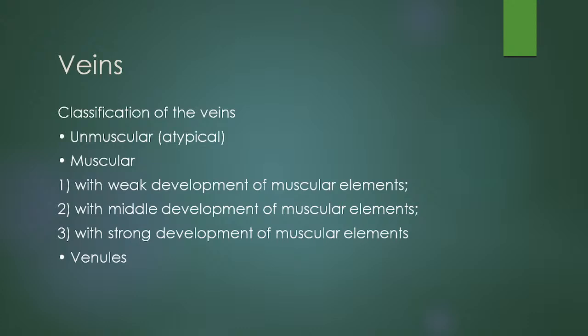Muscular veins can be subdivided into 3 types: muscular veins with weak development of muscular elements, muscular veins with middle development of muscular elements, and muscular veins with strong development of muscular elements. And the smallest ones are venules.